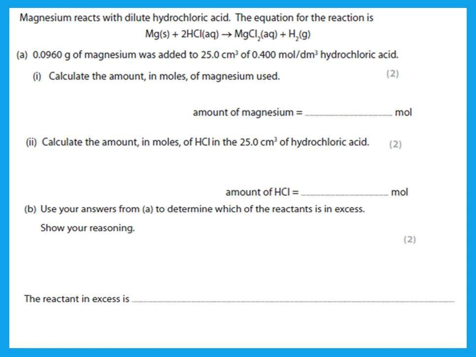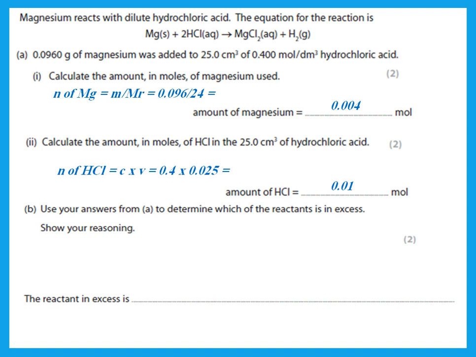Another example, here he says 0.096 grams of magnesium was added to 25 centimeter cubed of 0.4 mole per decimeter cubed hydrochloric acid. Again, here he's giving me information about both reactants. So I need first to decide which one is excess. So number of moles of magnesium, what do we have? 0.096. So I'm going to say mass over molecular mass. That gives me a certain number of moles of magnesium. Now we want number of moles of HCl. What do we have? Concentration times volume. That gives me number of moles of HCl.